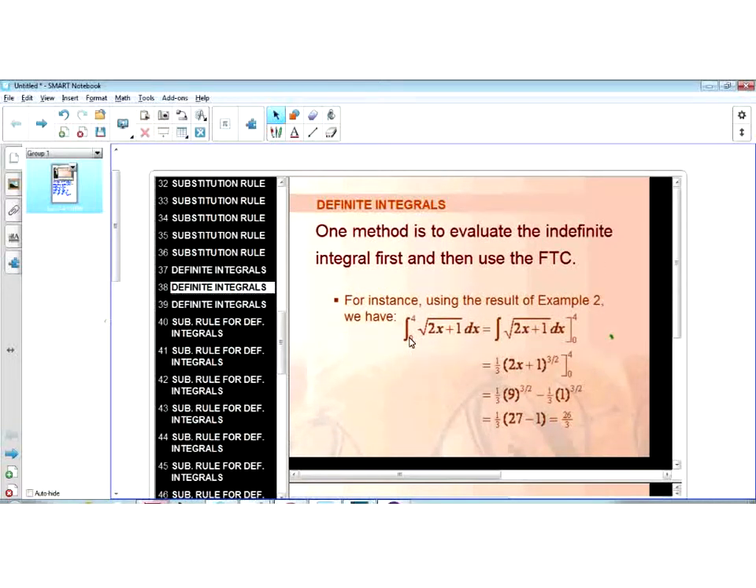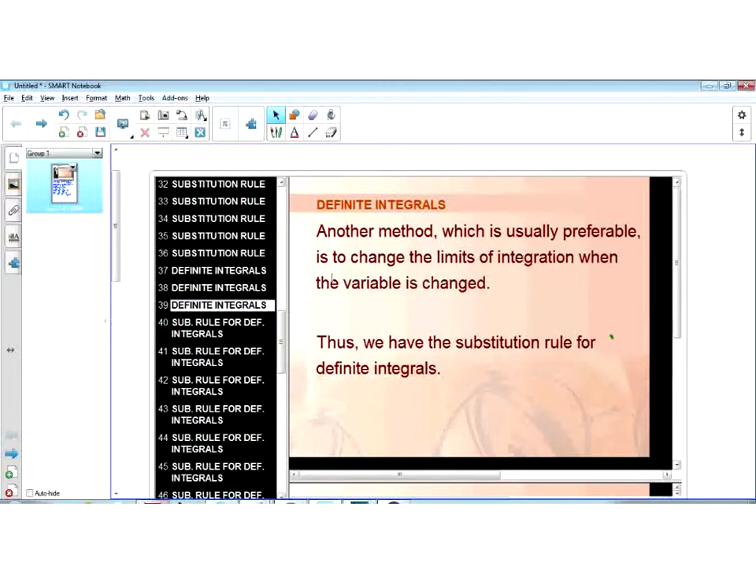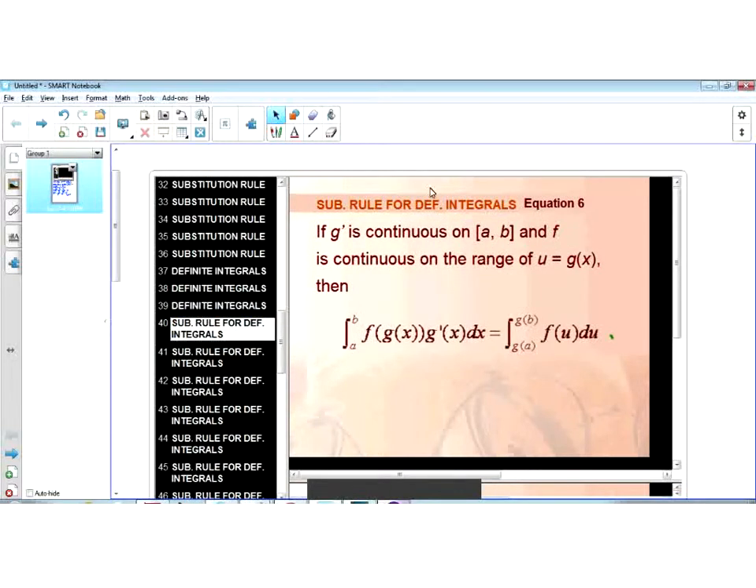You cast off the bounds of integration, convert it to an indefinite integral problem, solve the indefinite integral problem, and then apply the net change theorem in the final step. Or another method, which is usually preferable, is to change the limits of integration when the variable is changed. So oftentimes that's done.